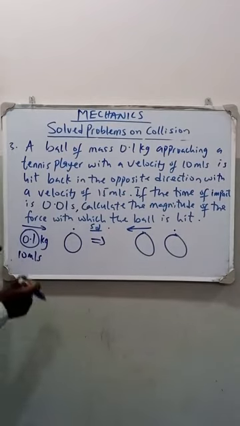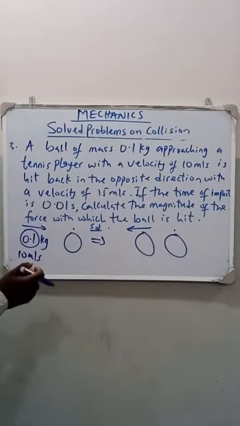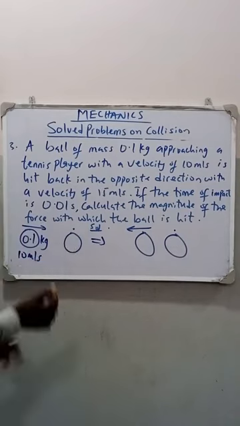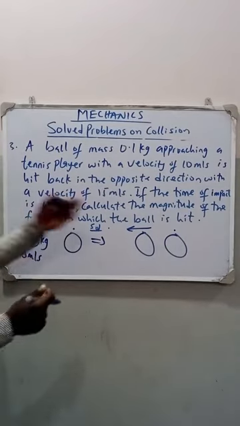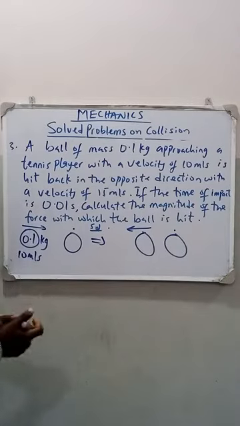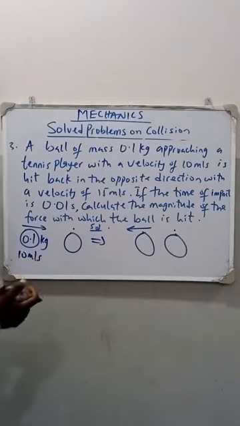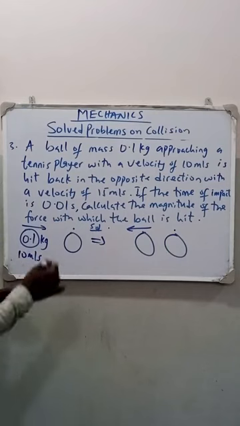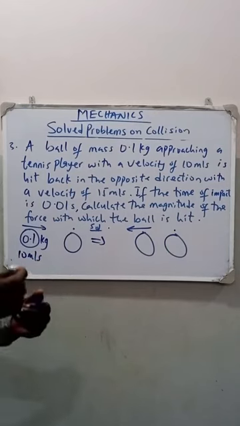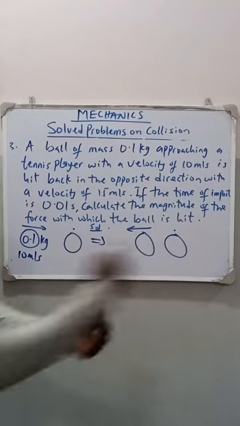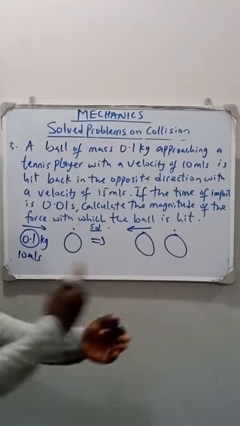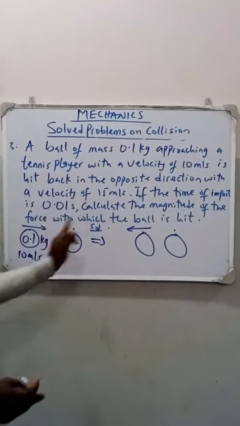Don't forget, we are not given the velocity of the tennis player. Why? Because he is at rest, his initial velocity is zero. Likewise, the final velocity is also going to be zero, because the tennis player is at rest. But what happens to the magnitude with which he hits that ball back? Will it also be moving at 10 meters per second? Let's see the question.